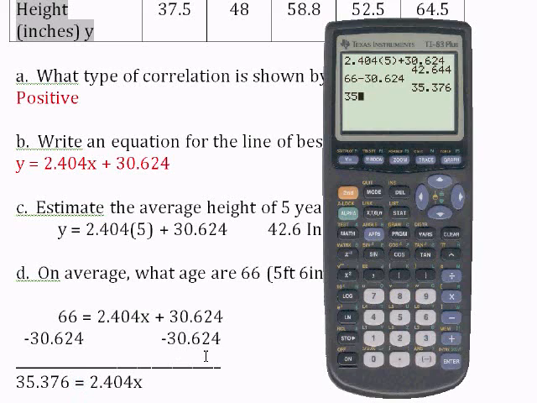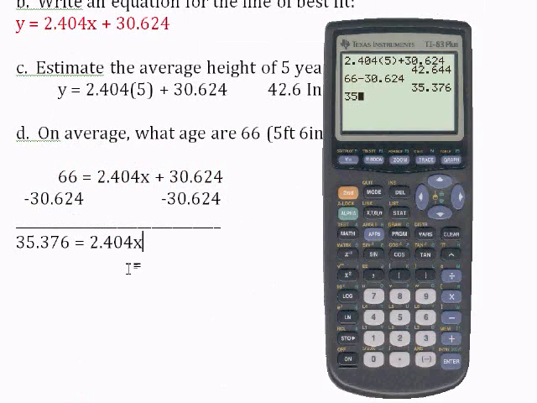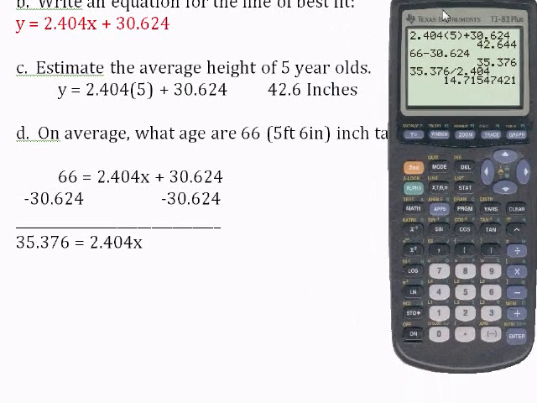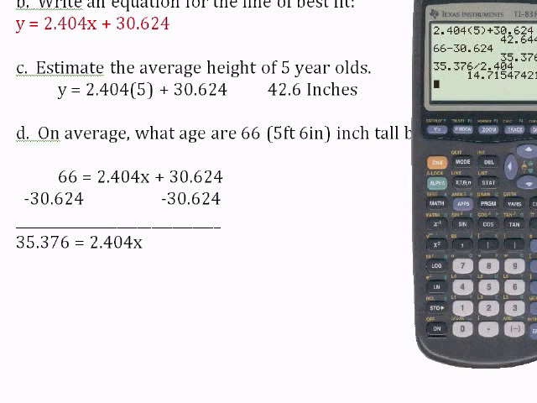We're going to divide both sides by 2.404, and we'll get our final answer, 35.376 divided by 2.404 of 14.72. So what age are they? They're roughly 14.7 years old.